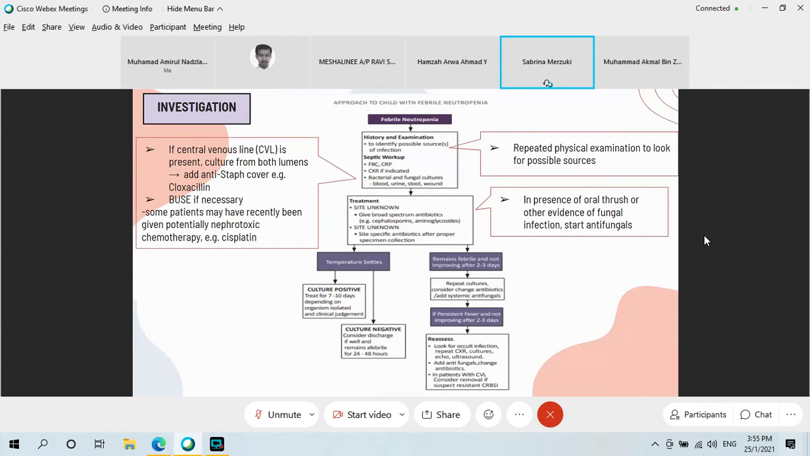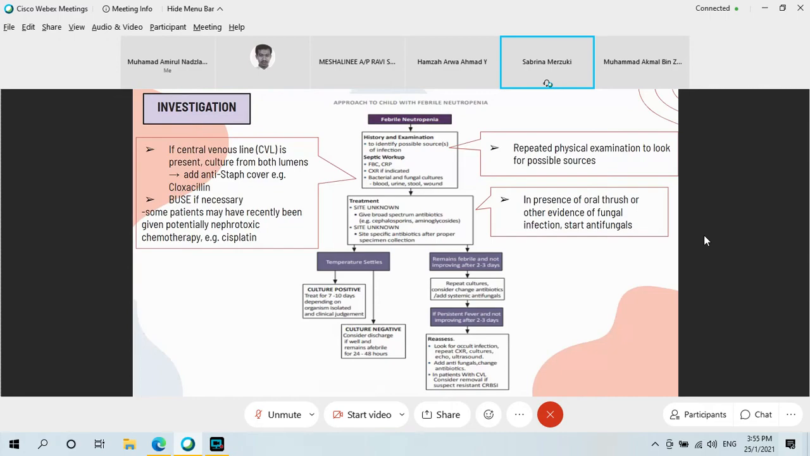If the fever still persists after that, then reassessment needs to be done, which is to look for occult infection, repeat the chest X-ray, repeat the cultures, do echo and ultrasound, add antifungals or change the antibiotics. And if the patient presents with a central venous line, then consider removing it if you suspect resistance or catheter-related bloodstream infection.